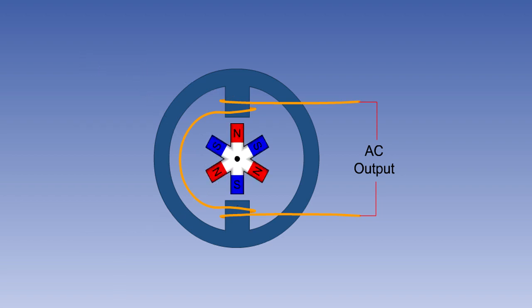The field may have more than one pair of magnetic poles. Shown here is a generator with 3 pairs of poles. Aircraft AC generators normally have 6 or 8 poles.